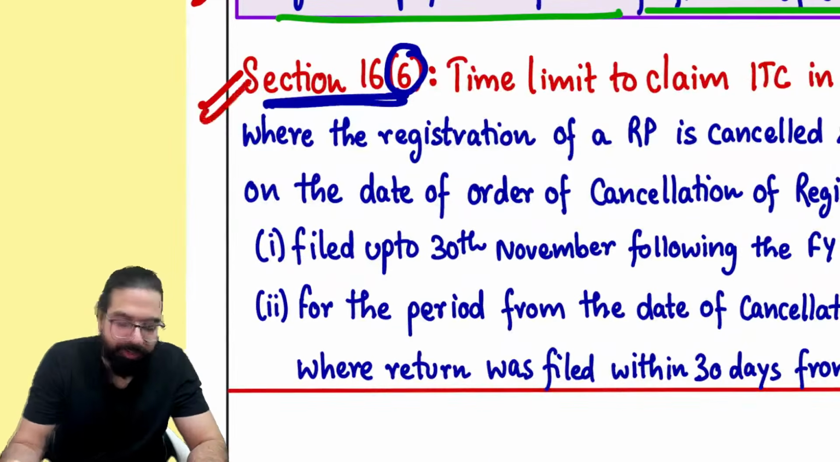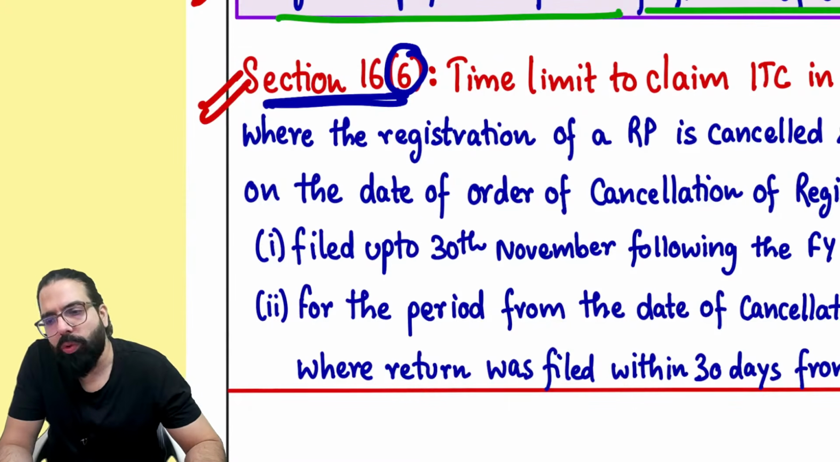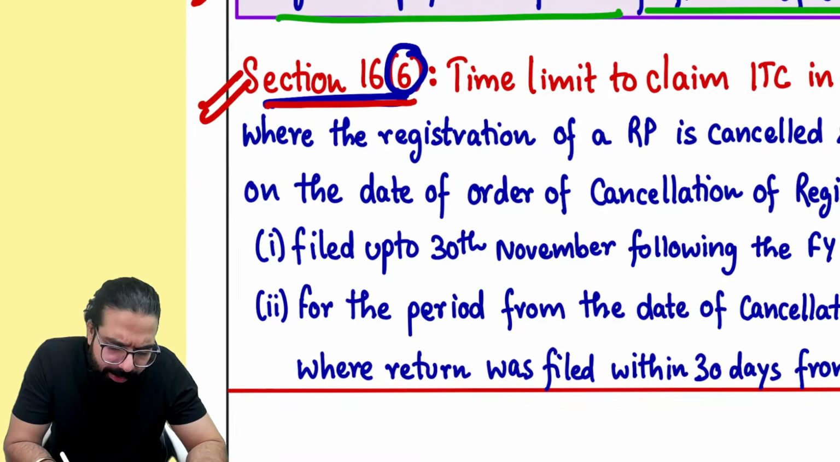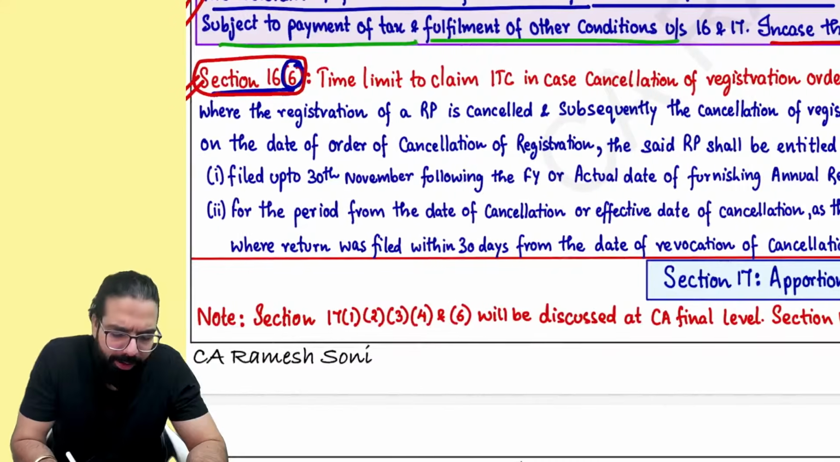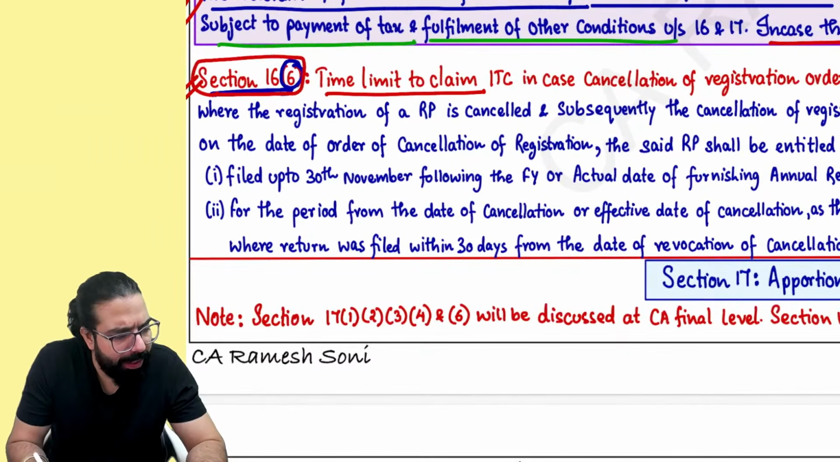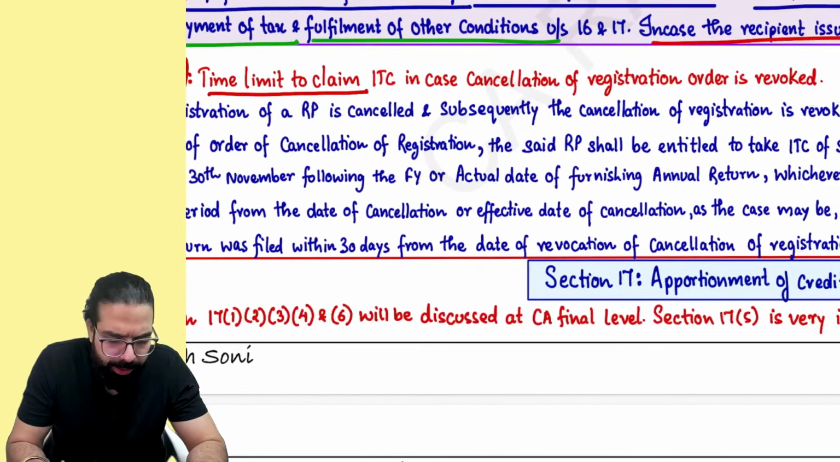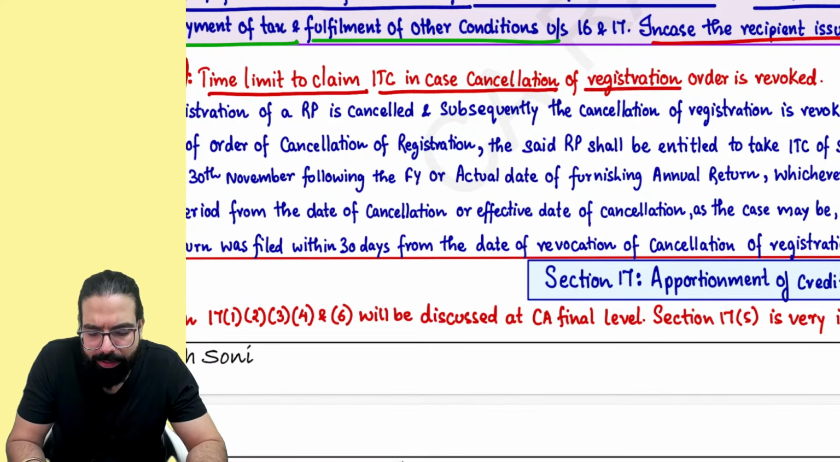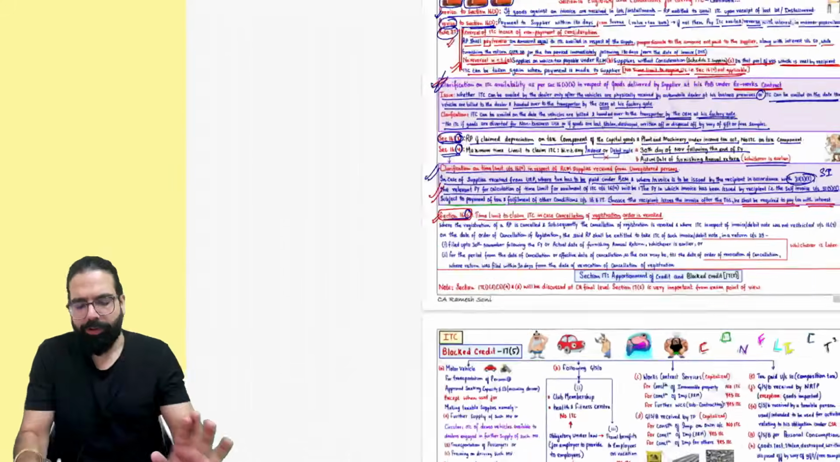Last one is section 16(6) over here. Let's go ahead and understand section 16(6). Section 16(6) talks about the time limit to take the ITC, in case of cancellation of registration where the order is revoked. Sir, can you please explain this?